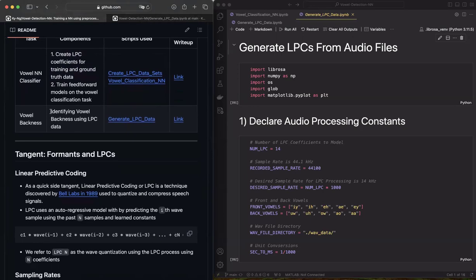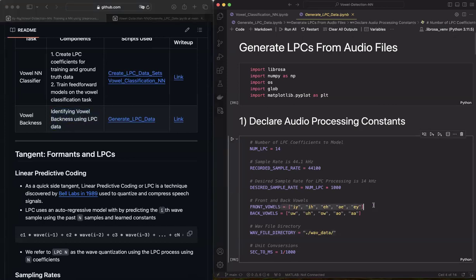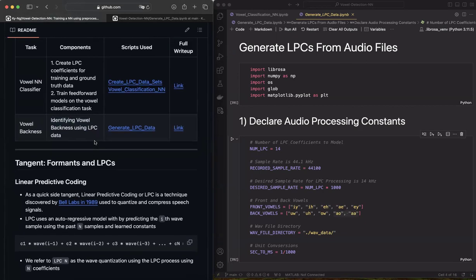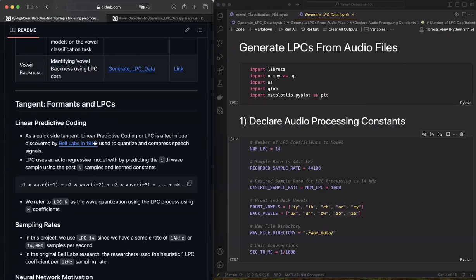The second way is to identify the vowel backness. So there's two types of vowels. There's front vowels like e and a, versus the back vowels like o and ah. These two don't really differentiate too much in American English, but they do in British English. And we do this in two different ways. But let's first review what LPCs are and how they are related to our task of vowel identification.